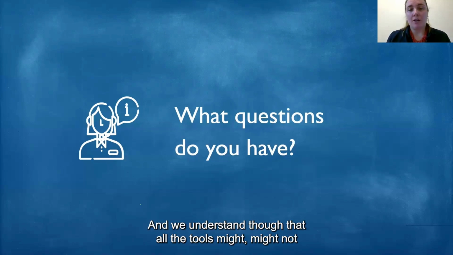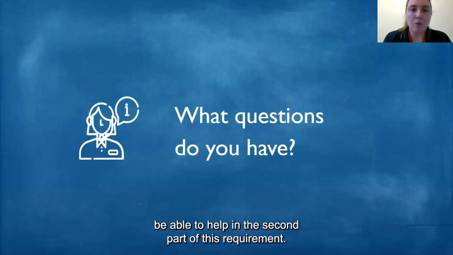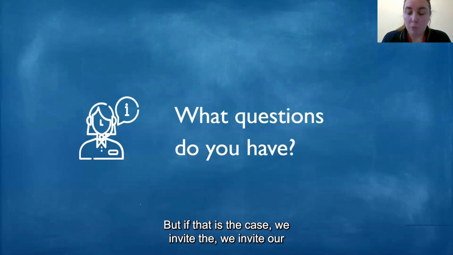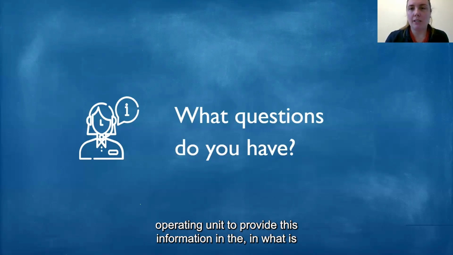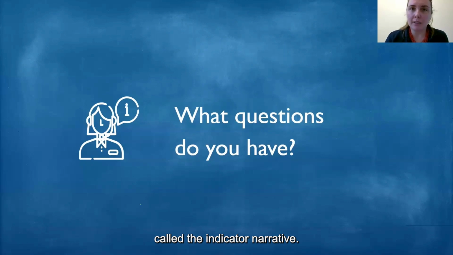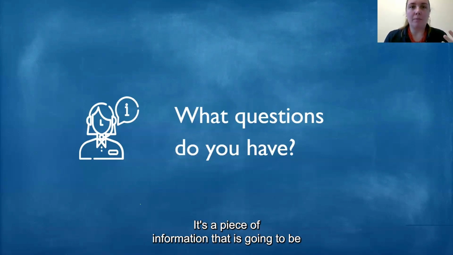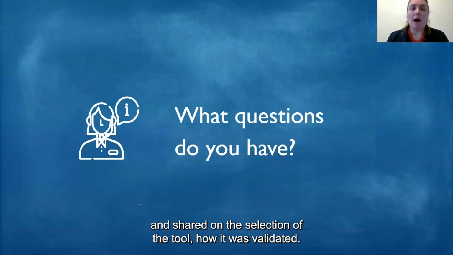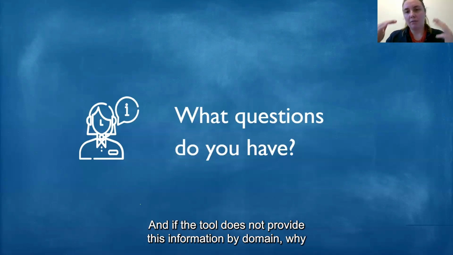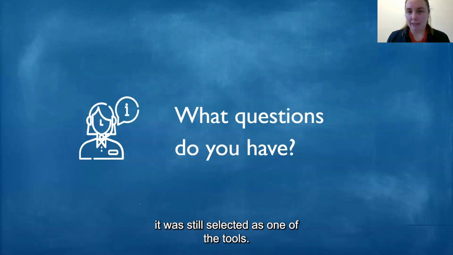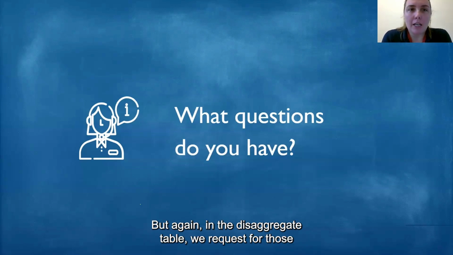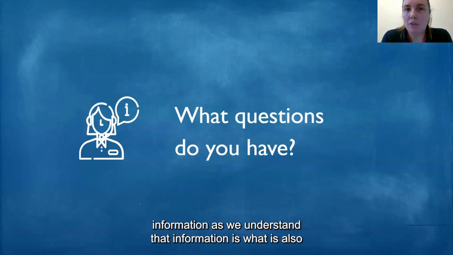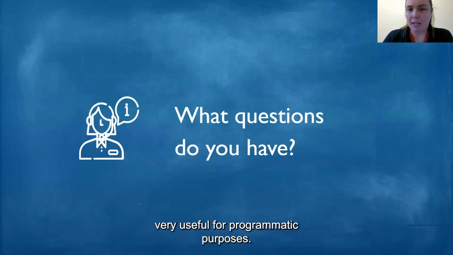And we understand, though, that all the tools might not be able to help in the second part of this requirement. But if that is the case, we invite our operating unit to provide this information in what is called the indicator narrative. It's a piece of information that is going to be very important because that's where we ask for information shared on the selection of the tool, how it was validated, and if the tool does not provide this information by domain, why it was still selected as one of the tools. But again, in the disaggregate table, we request that information as we understand that information is what is also very useful for programmatic purposes.